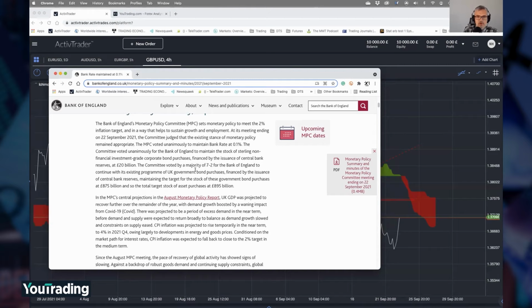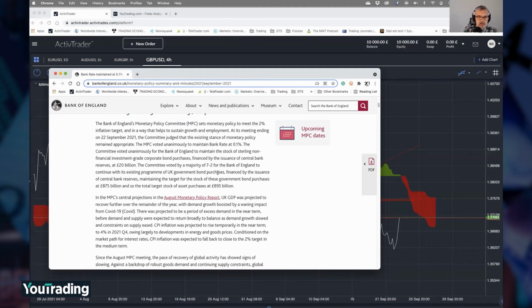The committee voted by a majority of 7-2 for the Bank of England to continue with its existing programme of UK government bond purchases financed by the issuance of central bank reserves. So again, they create these central bank reserves, they go into the banking sector, and they swap out the tier 1 collateral, and swap it for these bank reserves. So they maintain the target for the stock of these government bond purchases at 875 billion.